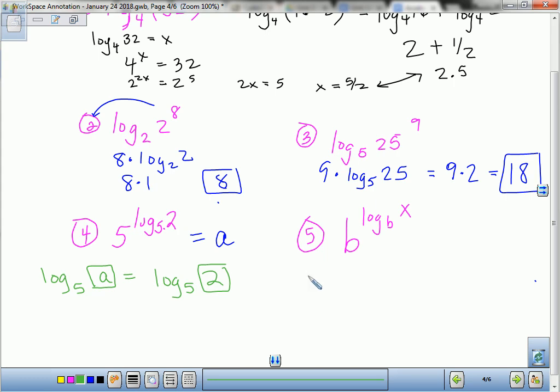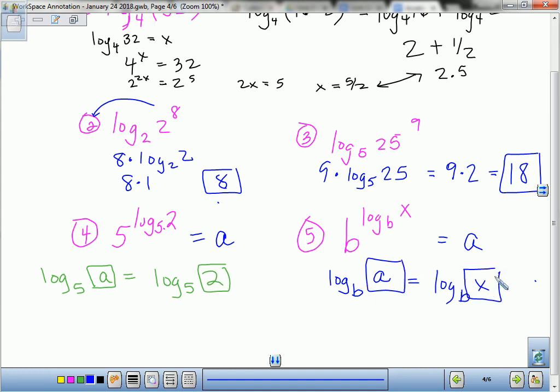All right, what do you think the answer to the next one is? X. But let's see why. So a base raised to this craziness equals an answer. So we switch to log form. Log base b of a equals this exponent, which happens to be log base b of x. So what does a have to equal? X.